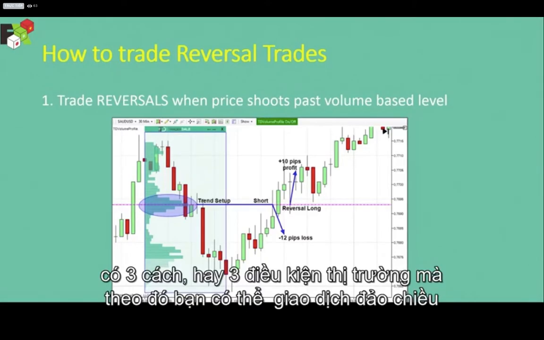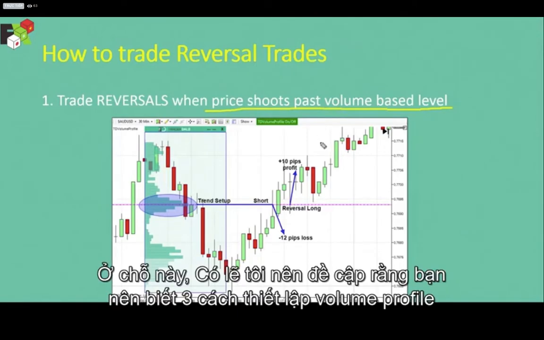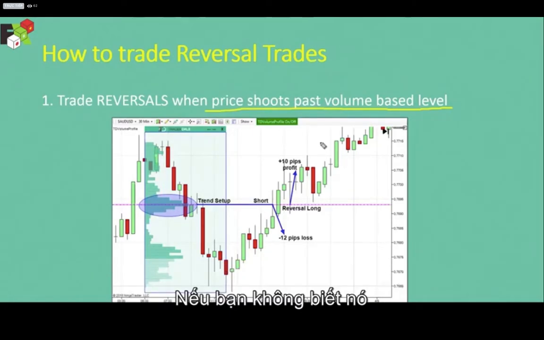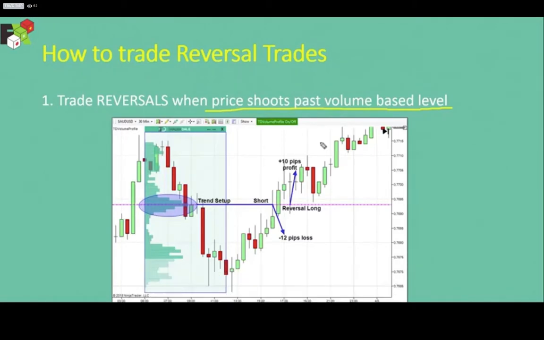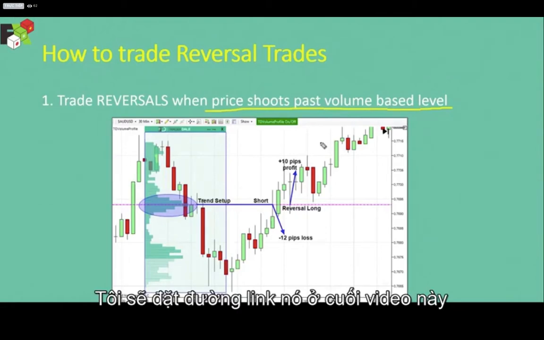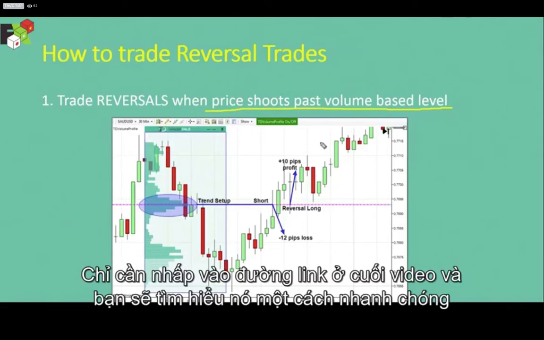There are three ways, or three market conditions, under which you can trade the reversals. So the first case is when the price shoots past a volume-based level. At this place I should probably mention that you should know my three volume profile setups which I trade. If you don't know them, then I suggest you watch my free webinar. It's on YouTube. I'll put a link to it at the end of this video. So if you don't know my volume profile setups, just click the link at the end of the video and you will learn it quickly.